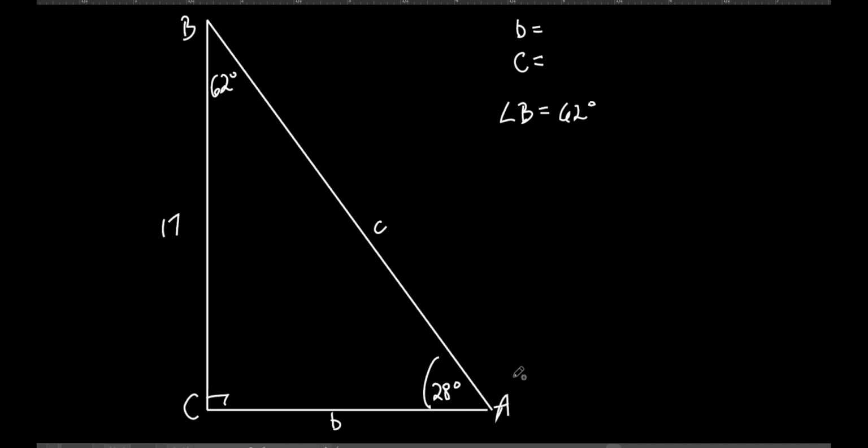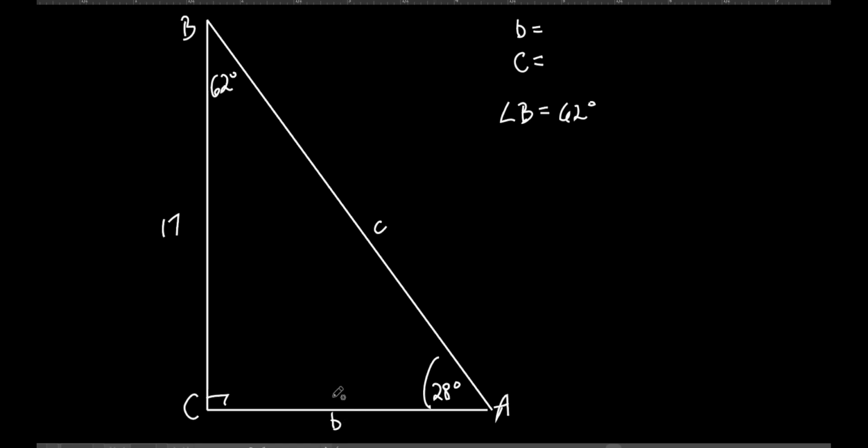Now we've got to find B or C. You can choose which angle you want to use. You could use the 62 or you could use the 28. Which one would you like to use? I would use the 28. Let's solve for B first. So what is B to that angle 28? It's the adjacent side. That's right.